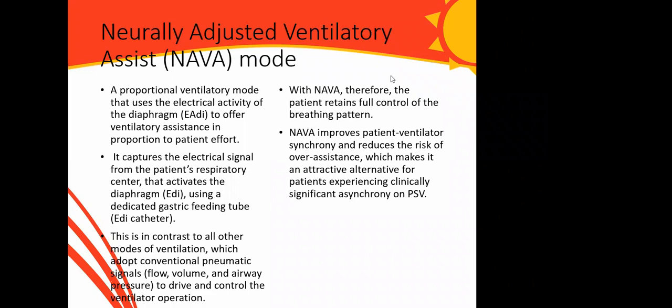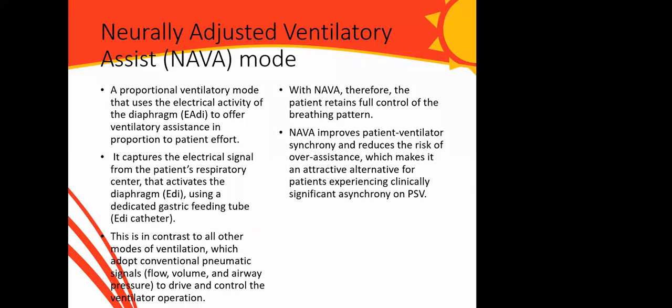Okay, so neurally adjusted ventilatory assist mode. Like I mentioned, in all the other modes, the ventilator makes use of conventional signals like the flow, the tidal volume, the airway pressure, even time. But in neurally adjusted ventilatory assist mode, it uses the electrical activity of the diaphragm to offer ventilatory assistance in proportion to the patient's effort.